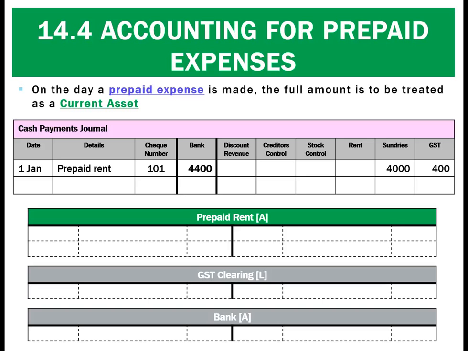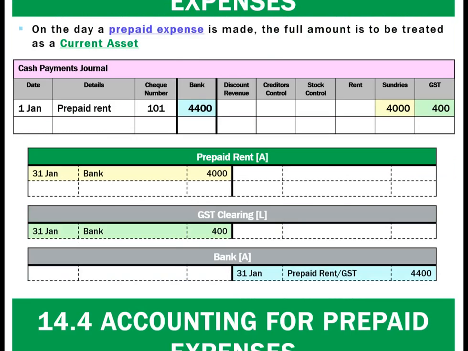Looking at the journal at the top, we're now going to post that to our ledgers. The first thing we've got is the bank amount. We've reduced our bank account by 4,400, so we've got a credit in bank. The sundry of 4,000 was the asset that we bought. We bought an asset called prepaid rent, and an asset goes up on the debit side. And lastly, we've paid some GST. When we pay GST, that represents a debit, and that'll decrease our GST liability. So we can see we've got two debits matching up with the one credit.